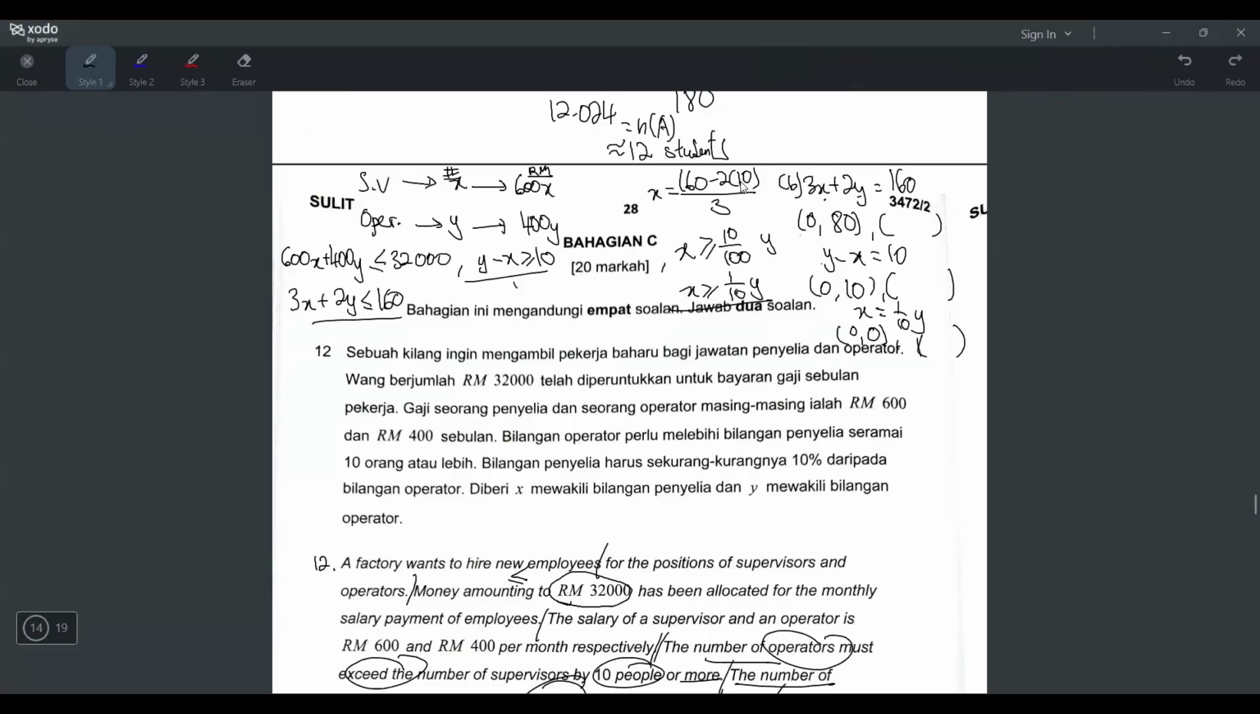160 minus 20 is 140, divided by 3. Not good, because 140 cannot divide by 3, so you will get a decimal. So don't try with that. Let's try with 20 maybe. 160 minus 2 times 20, that is 40. This is good, because 160 minus 40, you press the calculator, and then divide by 3, you get 40. That means when you substitute y as 20, your x is 40. So this is good. Now you have your point already, 40, 20.